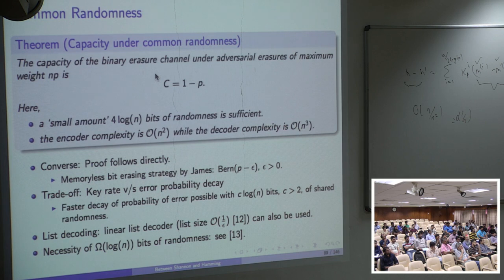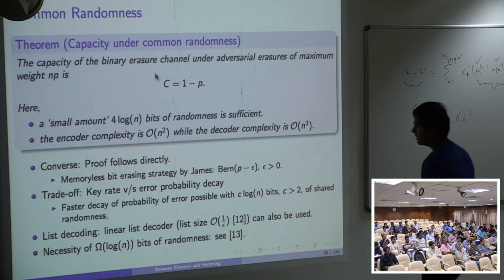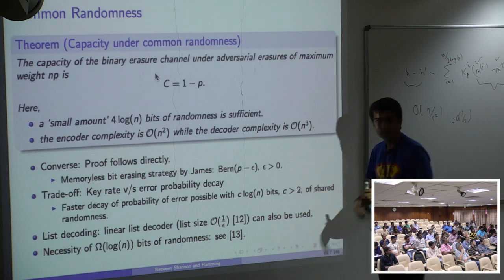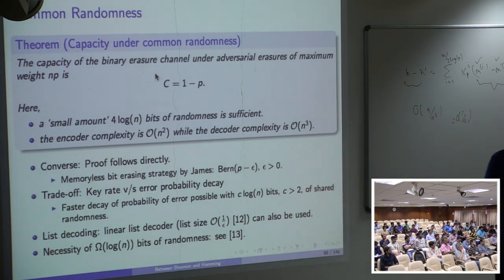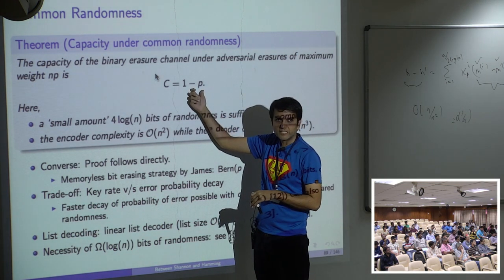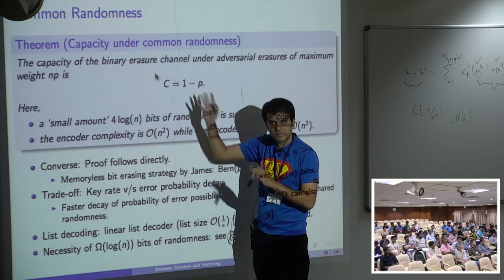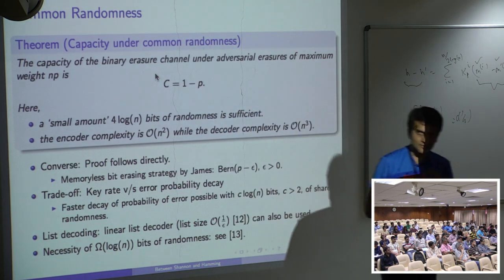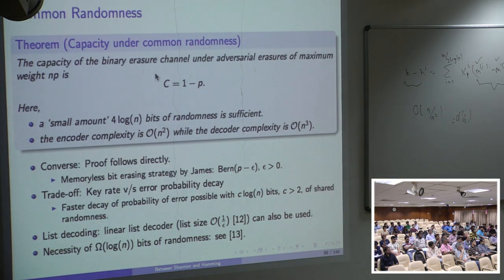If you want to get to the list decoding capacity, then a sub-logarithmic number of bits of common randomness is not enough. You need logarithmic bits. This is due to work by Langberg, the Fox paper, and so on. I misspoke. Capacity is defined as a limit, right? So basically, if you want to get 1 minus p minus epsilon for a vanishing epsilon, then log n bits of common randomness are necessary and sufficient.